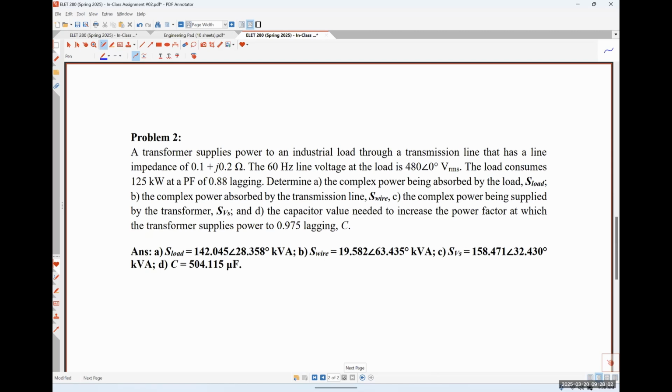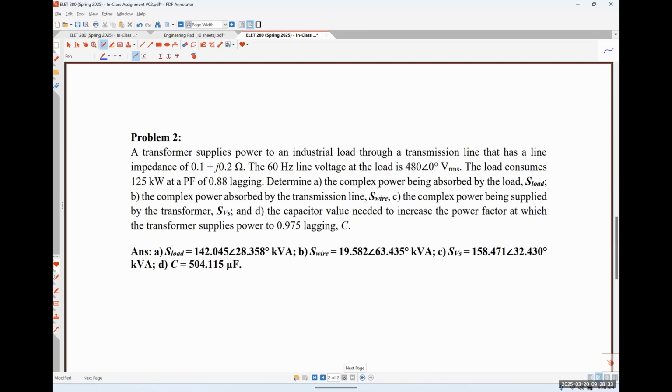We're told that our load is consuming 125 kilowatts at 0.88 lagging, and we're asked to determine the complex power absorbed by the load, the complex power absorbed by the transmission line, the complex power being supplied by our transformer, and then finally the capacitor value needed to improve our power factor up to 0.975 lagging. So this problem is kind of tying together everything that we've done up to this point in the class.